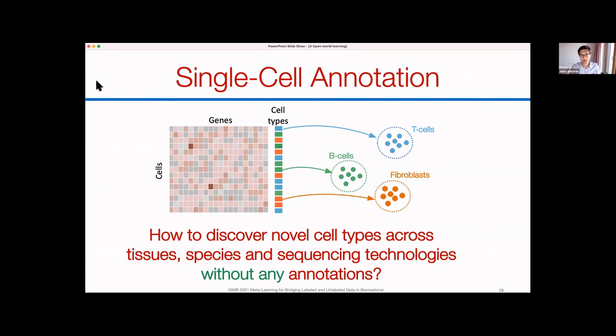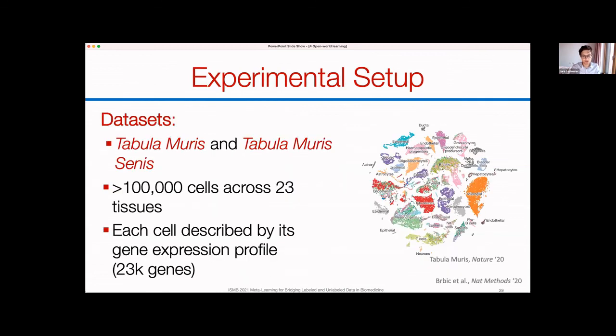So let's see how we do this. The data sets we will be using for this part come from the Tabula Muris and Tabula Muris Senis projects at Chan Zuckerberg Biohub. Over time, more than 100,000 cells have been sequenced from 23 different tissues of a mouse. And here each cell is described by its gene expression profile. So each cell is a 23,000 dimensional vector.